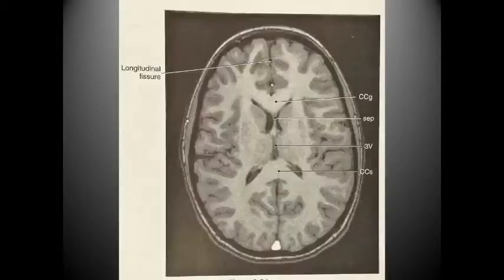And here we can actually see two of the ventricular systems of the brain. Notice we have the longitudinal fissure. Here we have the lateral ventricle, and here is the frontal horns of the lateral ventricle. Here we have the third ventricle. Here is the occipital horns of the lateral ventricle. Corpus callosum.